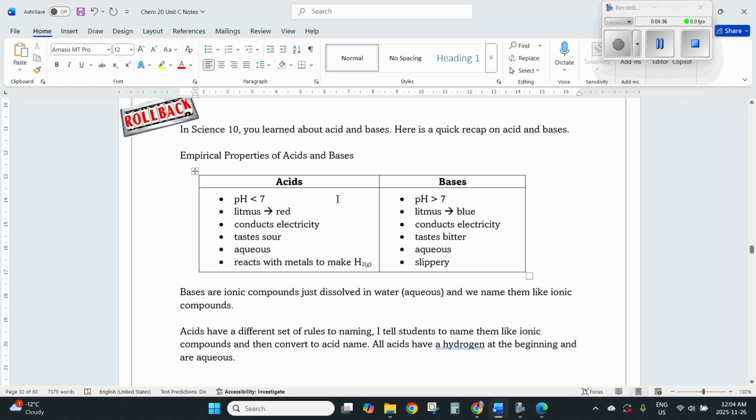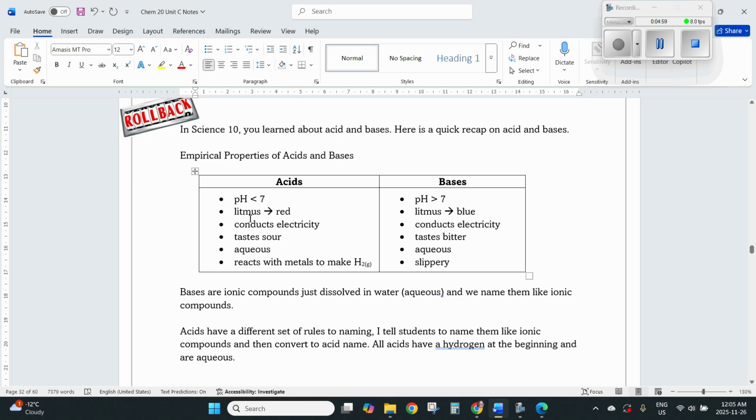Okay, so in science 10 you learned the difference between acids and bases. Acids have specific properties, whereas bases have specific properties. You should know the pH scale from grade 10. Acids have a pH of less than 7 and bases have a pH of above 7. Whereas if you have a pH of 7, that is telling you you are neutral.